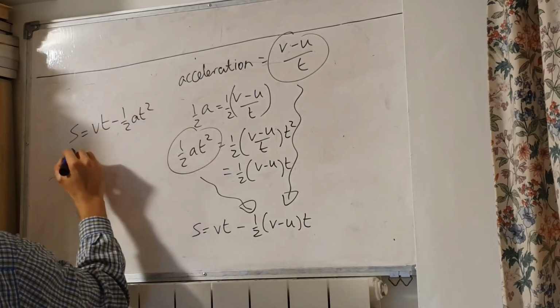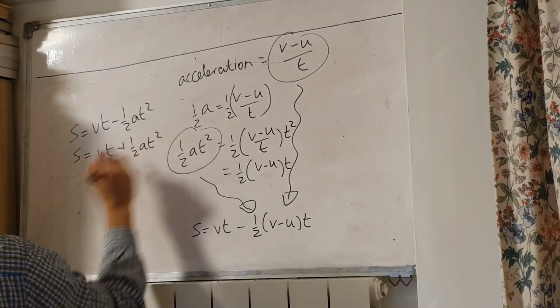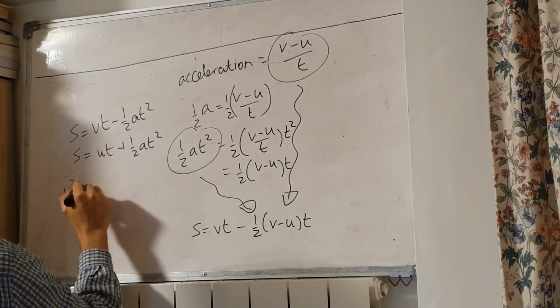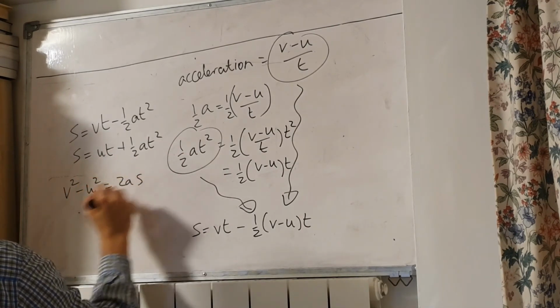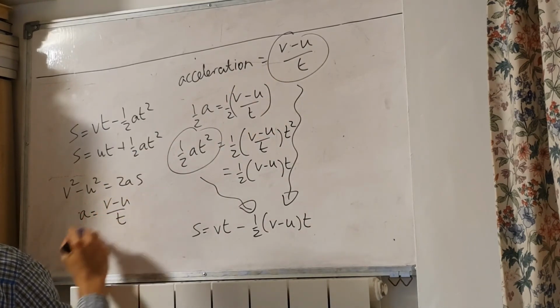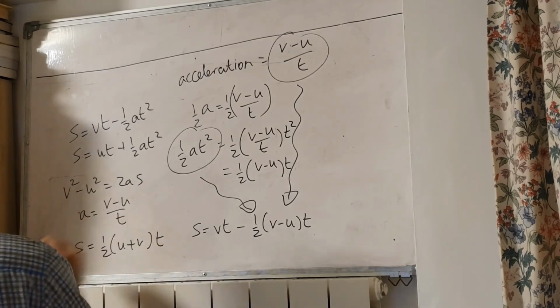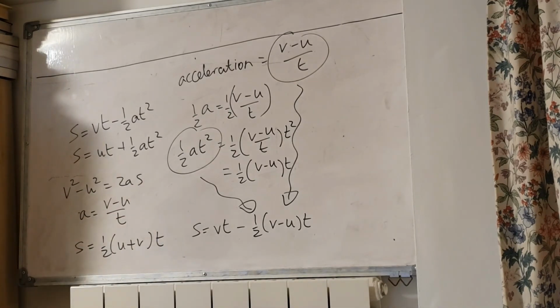So let's just write all the equations down together. So s is equal to vt minus half at squared, or s is equal to ut plus half at squared. v squared minus u squared equals 2as. The equation of acceleration, a equals v minus u divided by t, and the trapezium equation, s equals half u plus v times t.